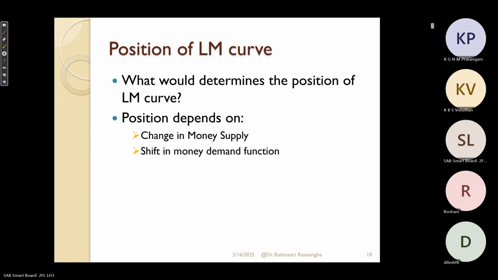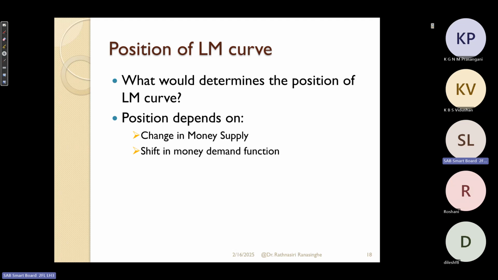So monetary policy factors, the central bank, right? Money supply, that is one factor. Changing the money supply, which is exogenous. If it changes, the entire LM curve shifts. If there is an increase in the money supply, the LM curve shifts to the right. If there is a decrease in the money supply, the LM curve shifts to the left.